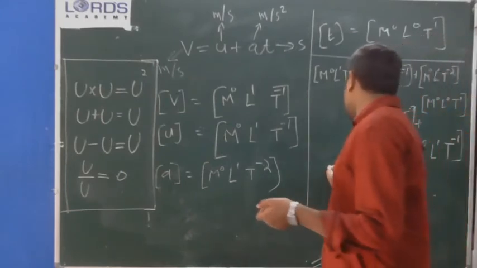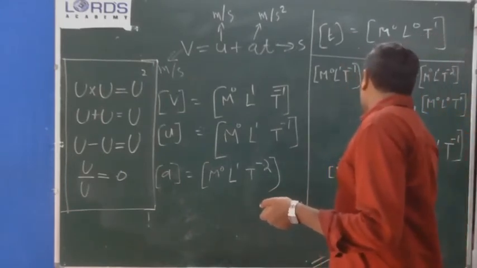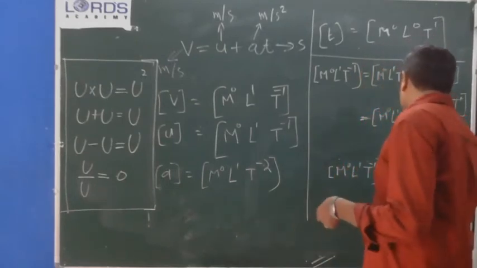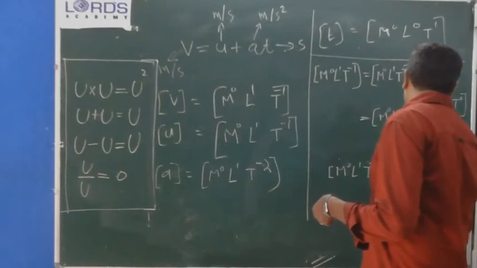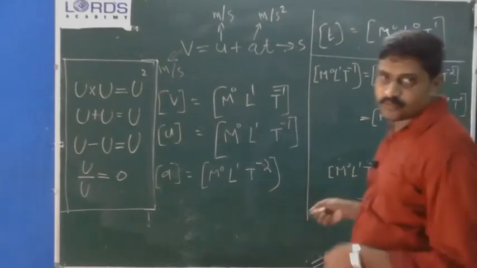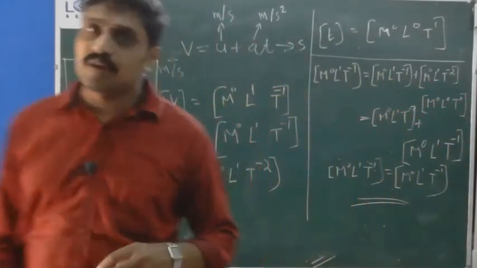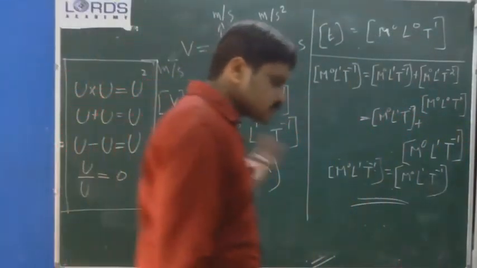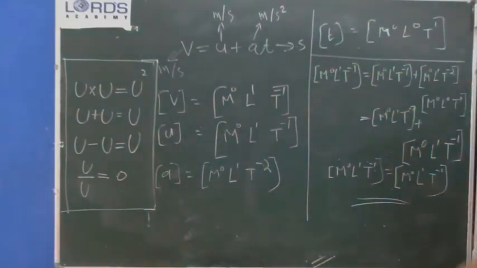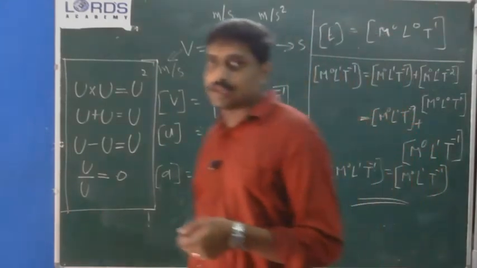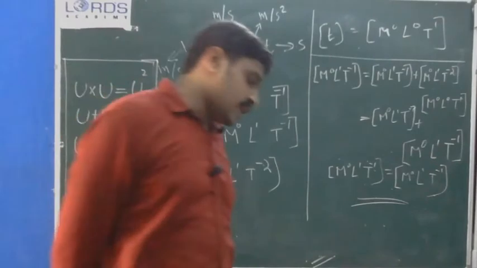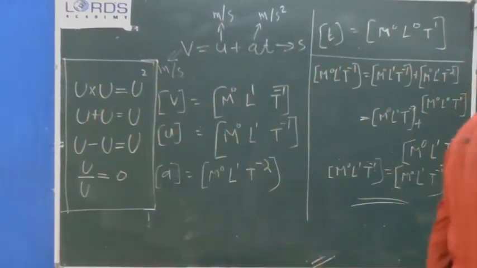So our answer is: M raised to 0, L raised to 1, T raised to minus 1 equals M raised to 0, L raised to 1, T raised to minus 1. We obtain the same dimensional formula on both sides of the equation. It means that the equation is dimensionally correct.